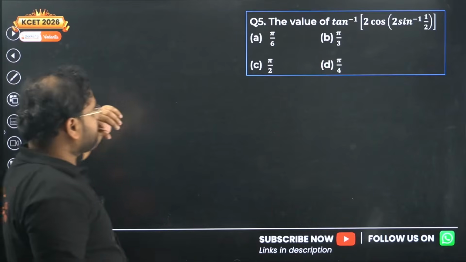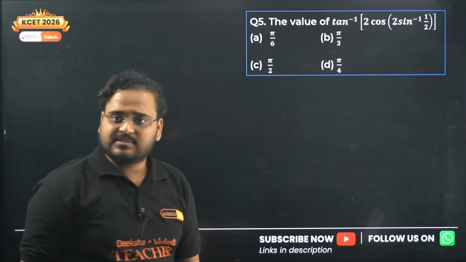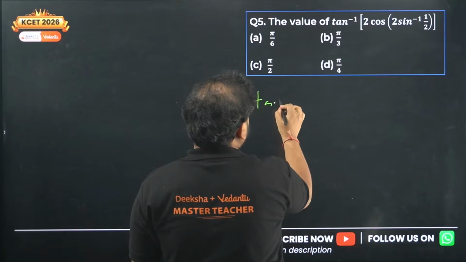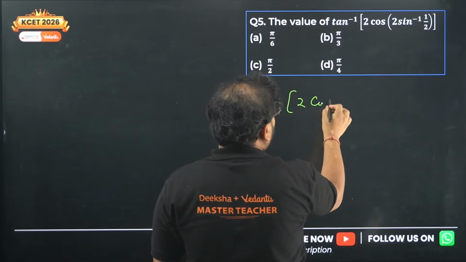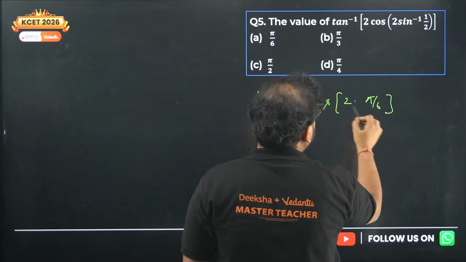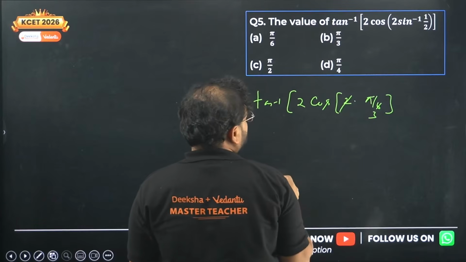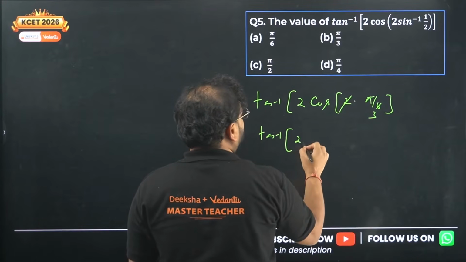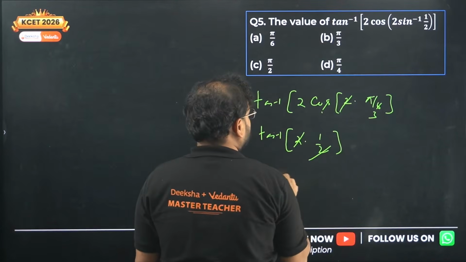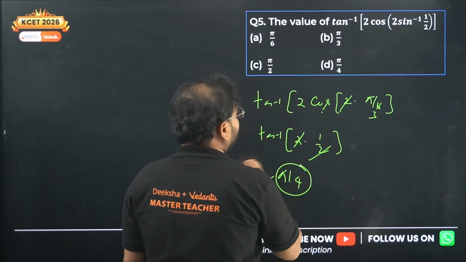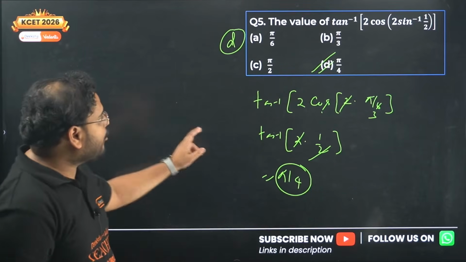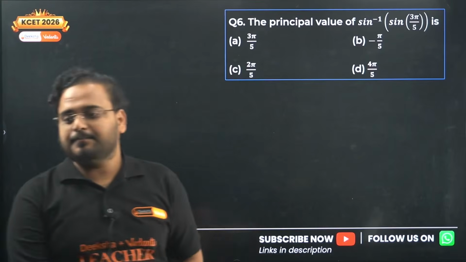Fifth one, question number 5, value of tan inverse of 2 cos, same approach. We'll keep tan inverse as it is, 2 is there, cos is there, we have 2 sine inverse, so we're going to get 2 as it is into cos of pi by 6 twice, 2 3s are 6, so cos of pi by 3, so cos 60, again 1 by 2. 2 and 2 cancel, tan inverse of 1, pi by 4, option D. Okay, 3 more MCQs to go, let's solve them.